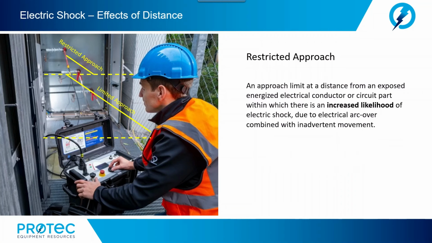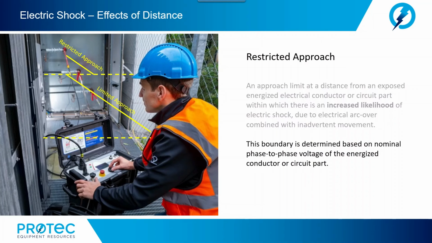Now, also in the NFPA 70E, they talk about what is called a restricted approach boundary. And once again, this is for shock awareness. So the restricted approach boundary is an approach limit at a distance from an exposed energized electrical conductor or circuit part within which there is an increased likelihood of electric shock due to electric arc over combined with inadvertent movement. This boundary is determined based on nominal phase-to-phase voltage of the energized conductor or circuit part.